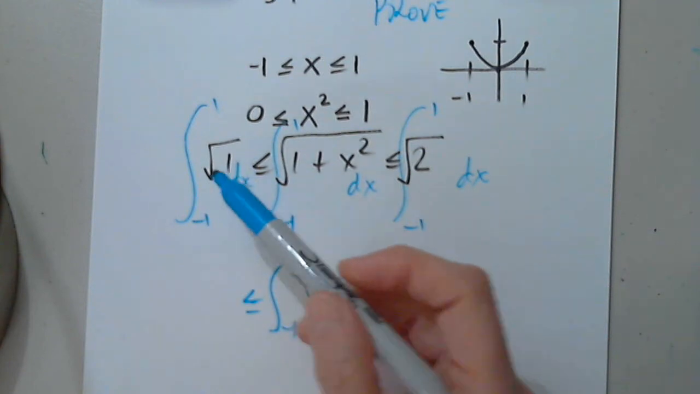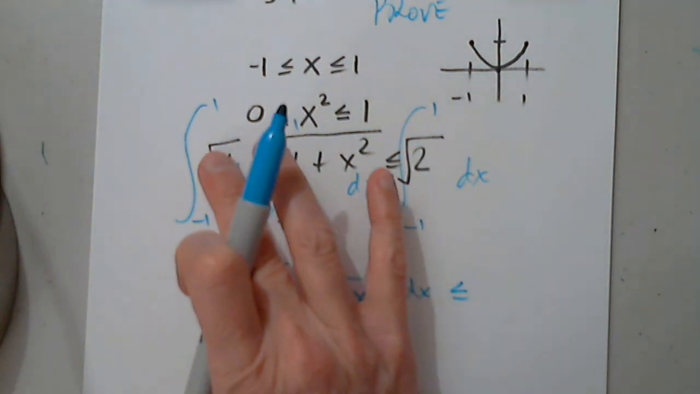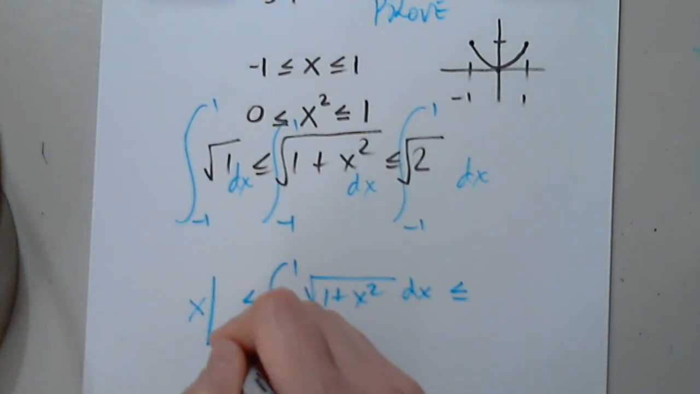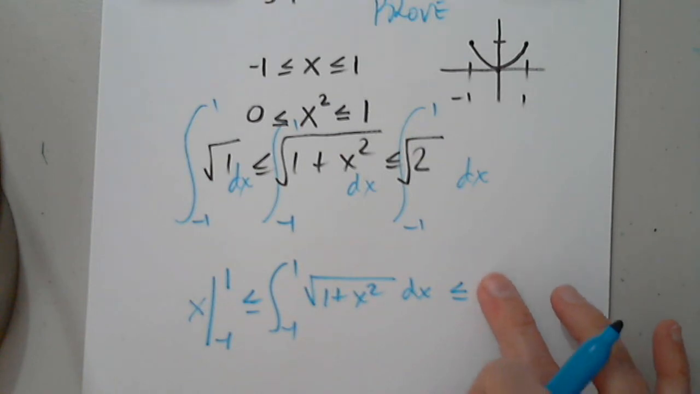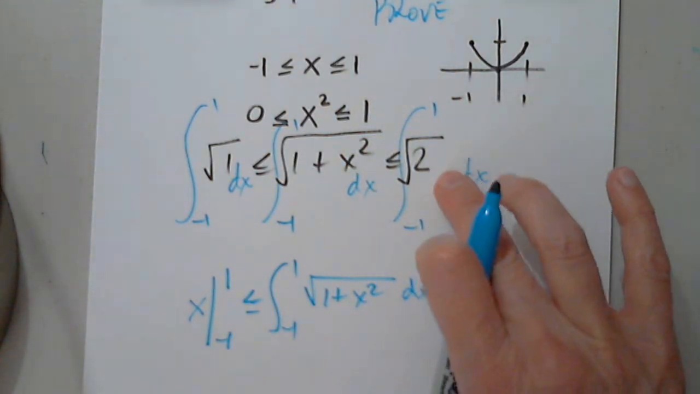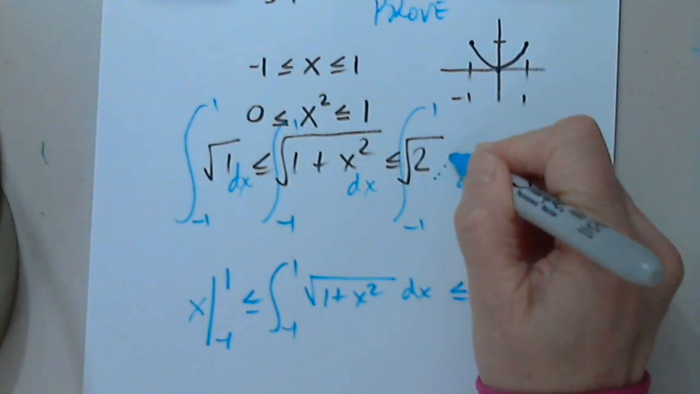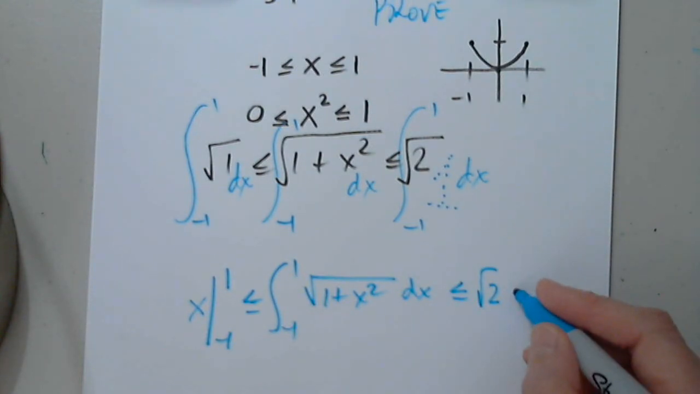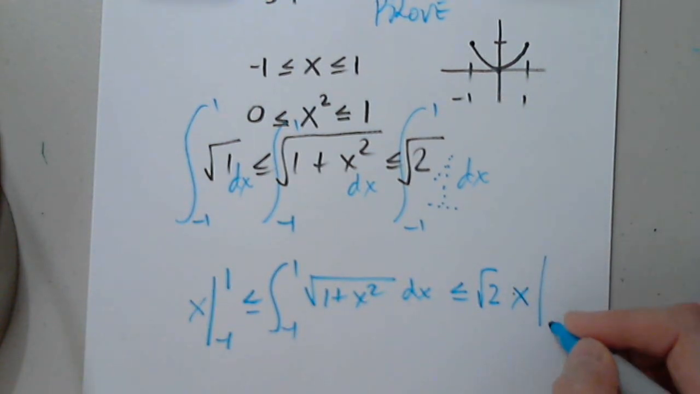The square root of 1 is 1. What function prime is 1? X. Good, from -1 to 1. What function prime? The square root of 2 goes in front. What function prime is 1? X. From -1 to 1.